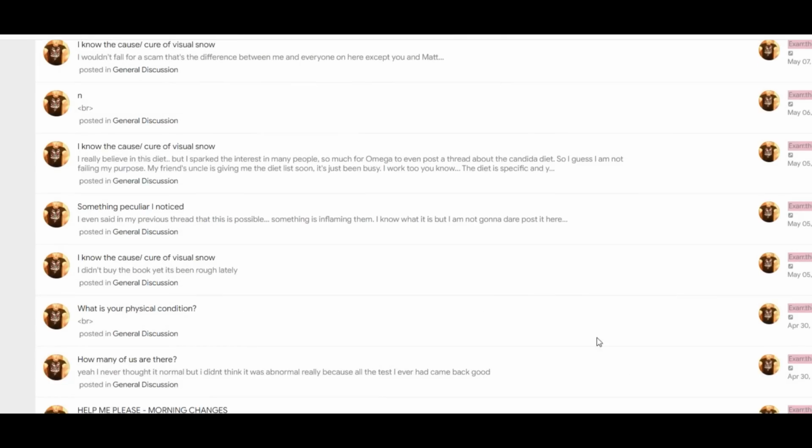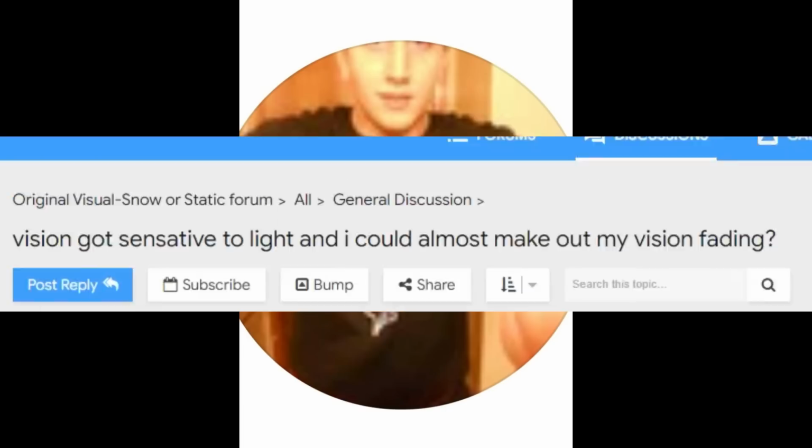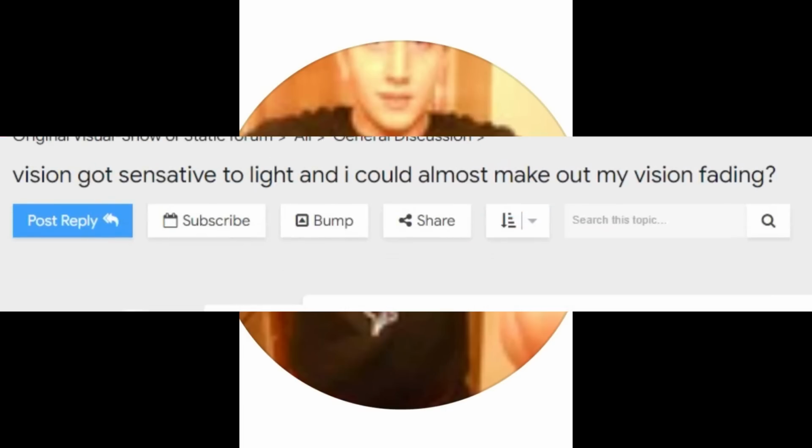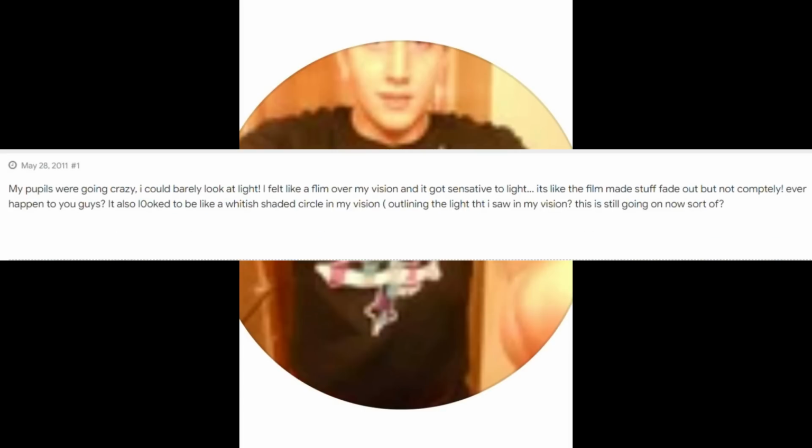Skip a little bit more because I realize how much. So title is Vision got sensitive to light and I could almost make out my vision fading. So Bryan's the one that started this one. Bryan says, May 28th, my pupils were going crazy. I could barely look at light. I felt like a film over my vision and it got sensitive to light. It's like the film made stuff fade out, but not completely. Ever happened to you guys?